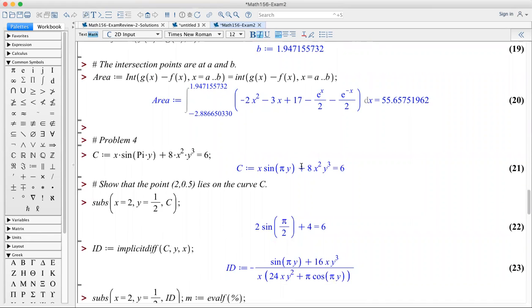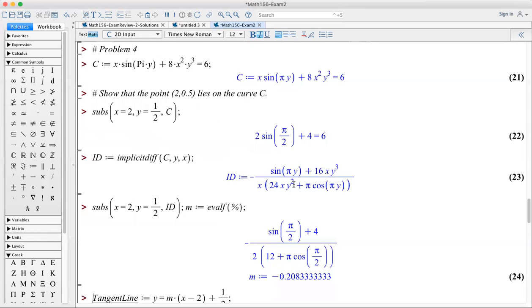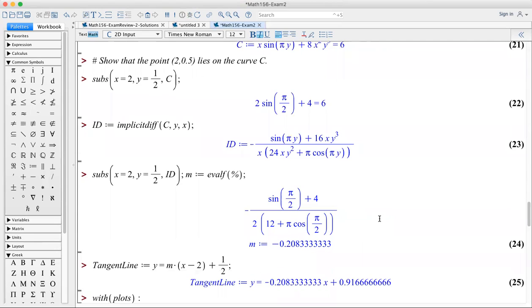So here we have this equation involving x and y. Y is defined implicitly as a function of x. Implicit diff of this equation, y comma x, this is the derivative. And we want to evaluate the derivative at the point x equal 2, y equal a half. So you substitute x equal 2, y equal a half into this, what I called ID for implicit derivative. And this is what you get, this number. And as a decimal, it's equal to this. So that is the slope of the tangent line to the curve.